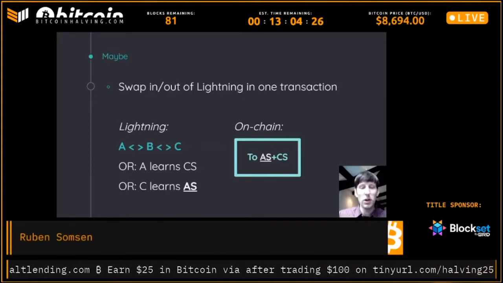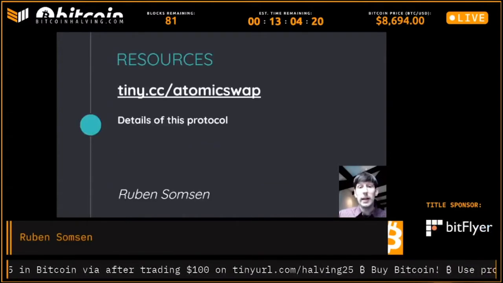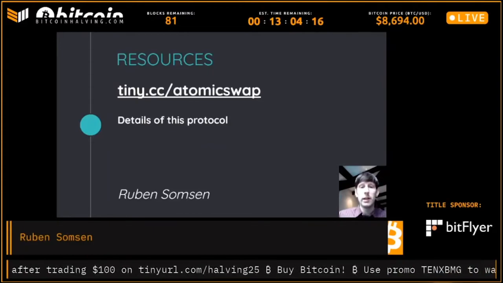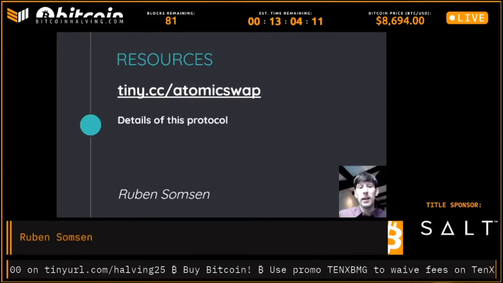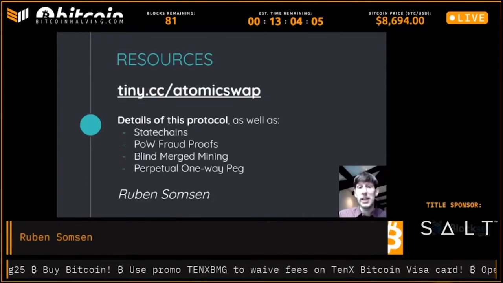So please let me know if you are willing to look into this and think it may or may not work. If you want to learn more, this is a brief overview of how it worked, but I have a full write-up on tiny.cc/atomicswap, where you'll find the details of this protocol, as well as all of my other work, maybe most famously my work on state chains.